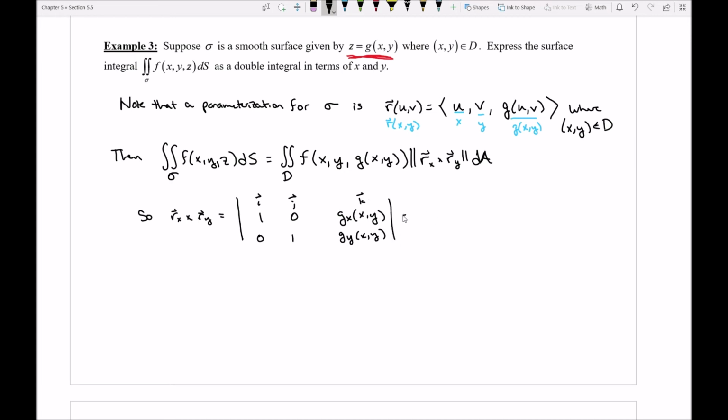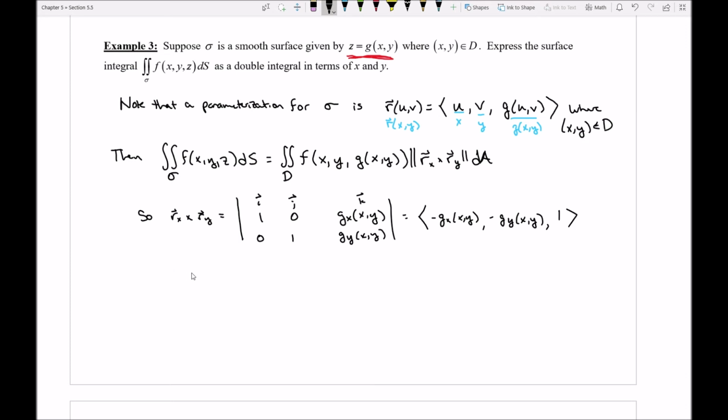Once I have this, if I compute this cross product, I'm going to get a negative partial derivative of g with respect to x, a negative partial with respect to y of g, and I'm finally going to end up with a final value of, it looks like, 1. So here's my cross product.